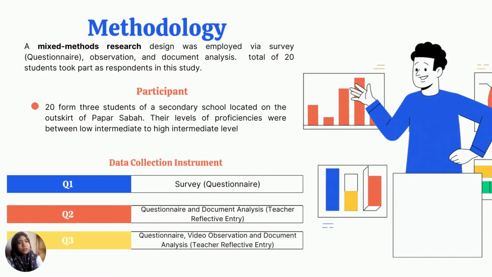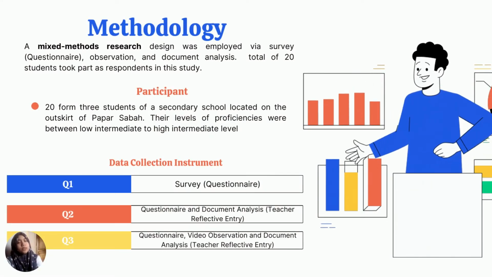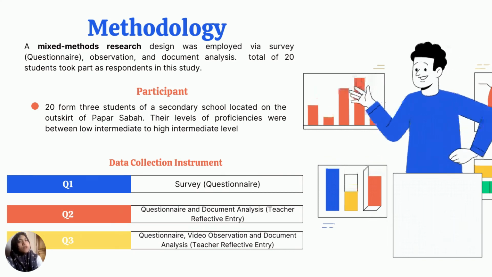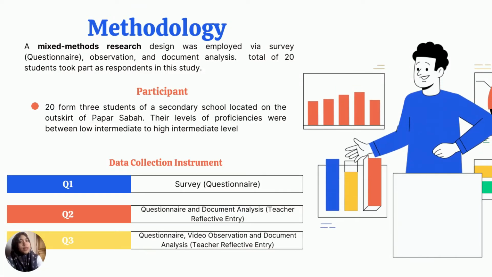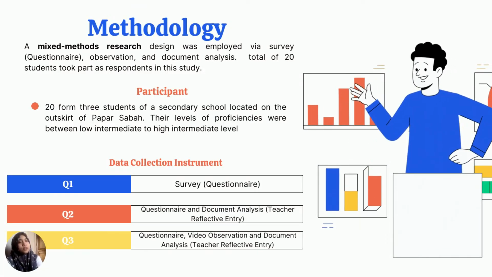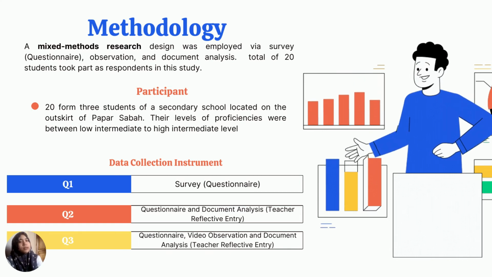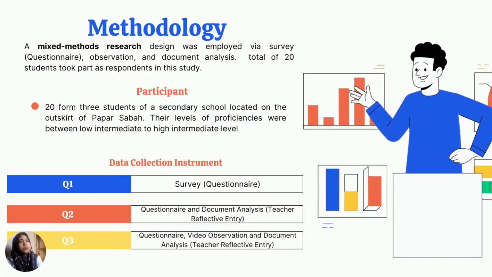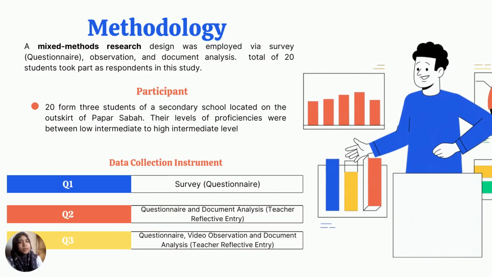For methodology, a mixed method research design was employed via survey, questionnaire, observation, and document analysis. A total of 20 Form 3 students of a secondary school located on the outskirts of Upper Sabah took part as respondents in the study. The levels of proficiency were between low intermediate to high intermediate level.